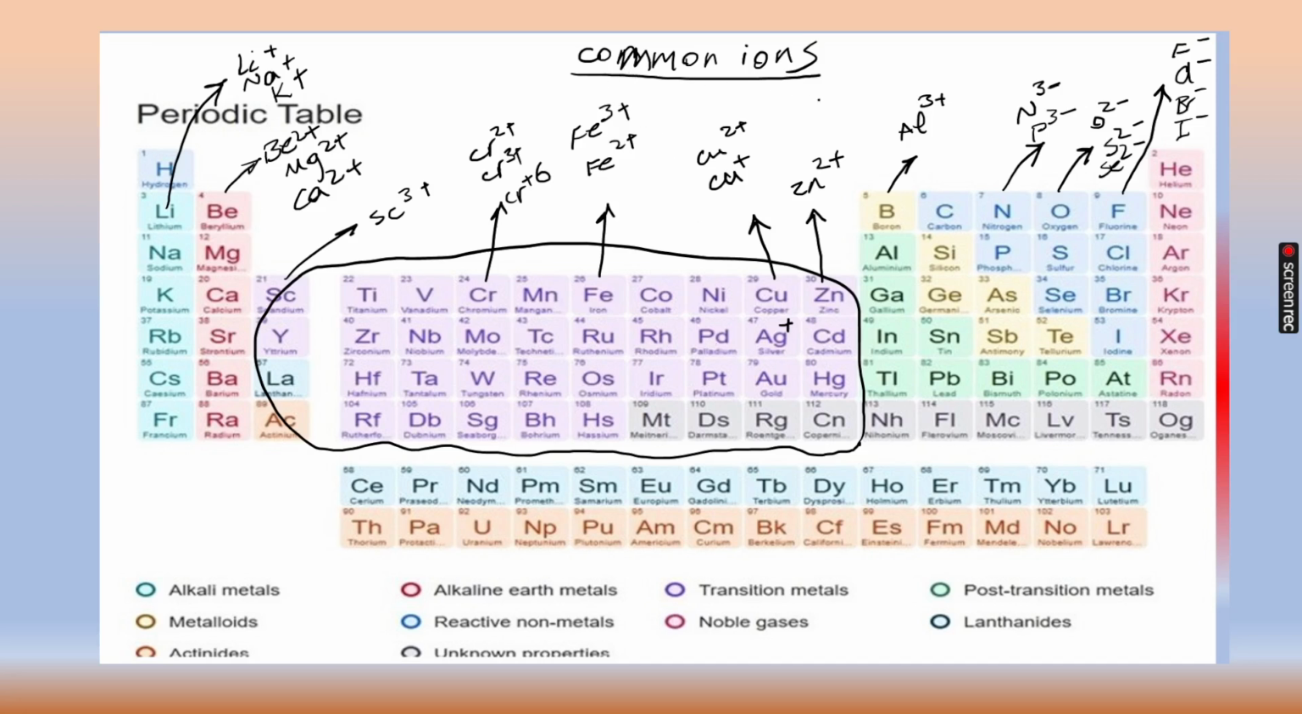So you get some information about the common ions in the periodic table, because we want to talk about the cation, and the metals can create cation. Cation is a positive charge, and the anion is a negative charge. Okay, let's go to the next page.